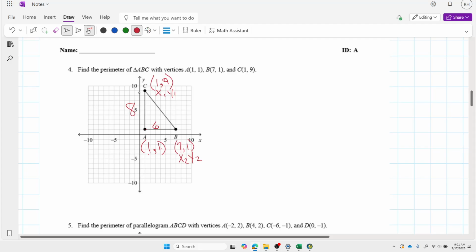So now we're going to find out how far it is from C to B. So CB is equal to, that's your distance formula. It's in your notes and we've been doing it all week. So we've got x sub 2, which is 7, minus x sub 1, which is 1. We're going to square it and add it to y sub 2, which is 1, minus y sub 1. So 1 minus 9 squared.